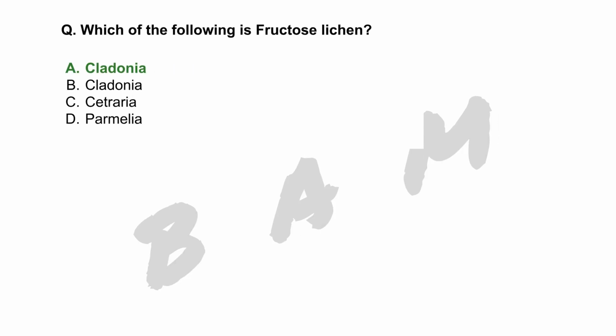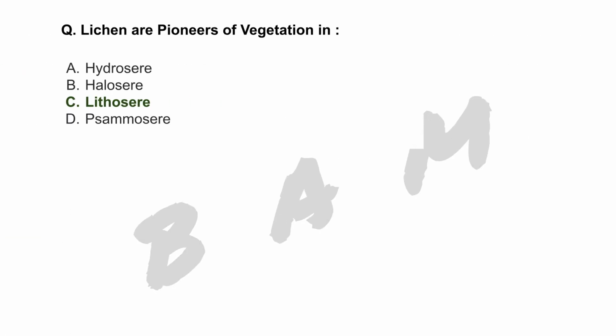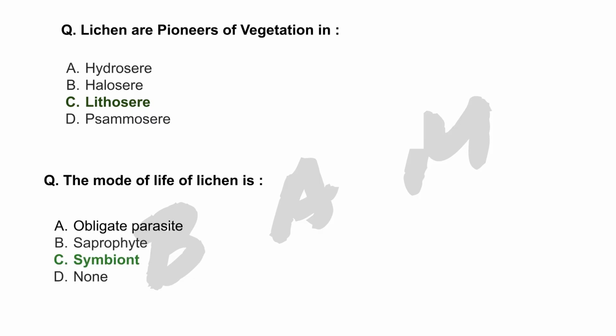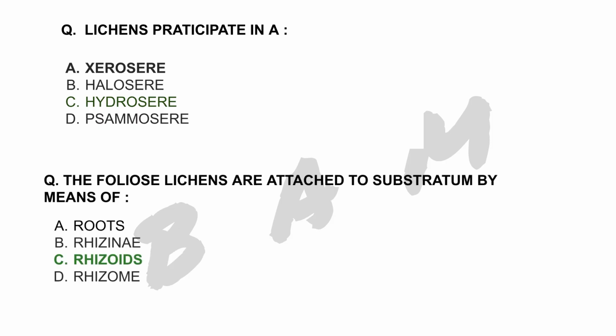Cladonia is a fruticose lichen. Usnea is also a fruticose lichen. Lichens are pioneers of vegetation in lithosphere, specifically on bare rock. The mode of life of lichen is symbiont, exhibiting mutualism. Lichens participate in xerosere, which starts in dry areas. Foliose lichens are attached to the substratum by means of rhizines.